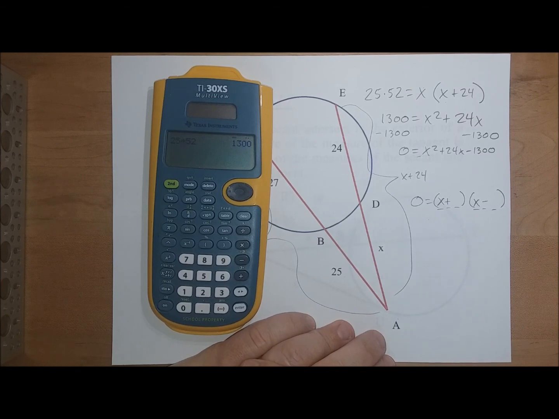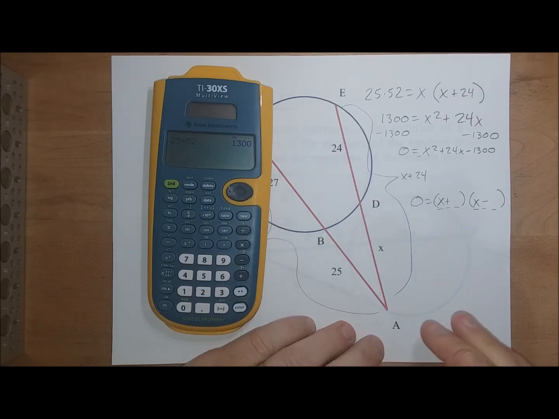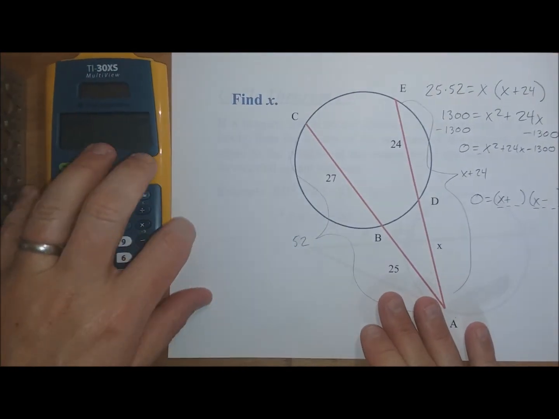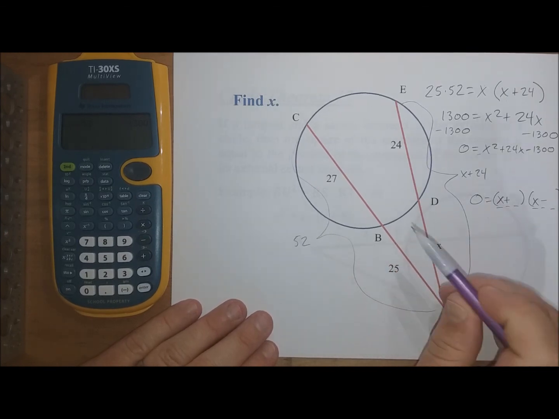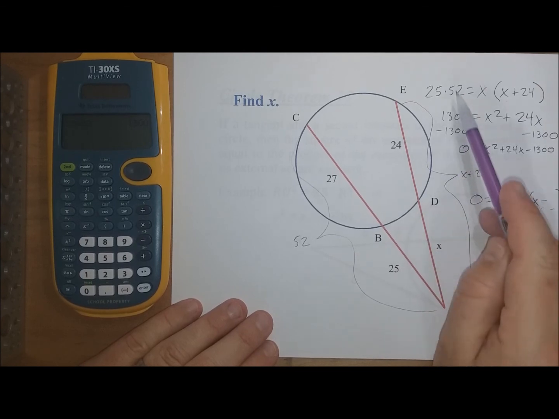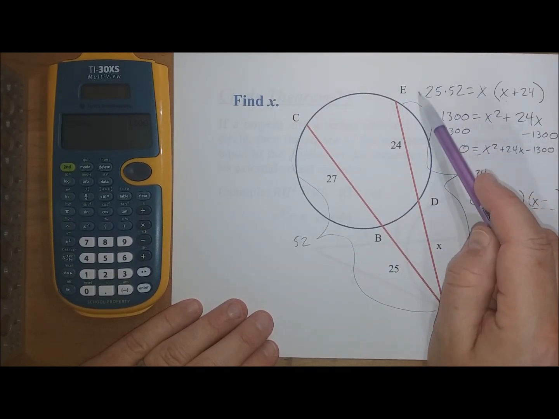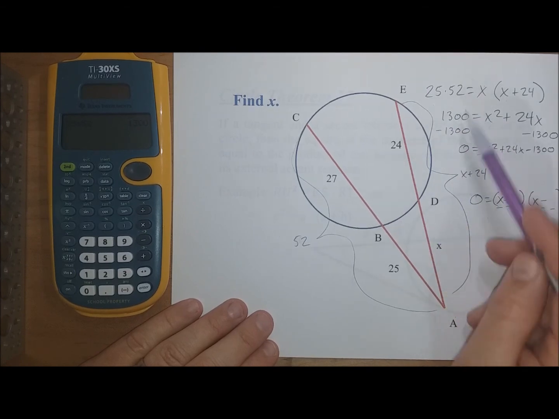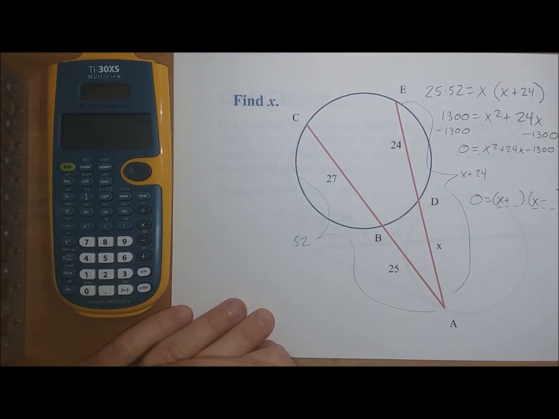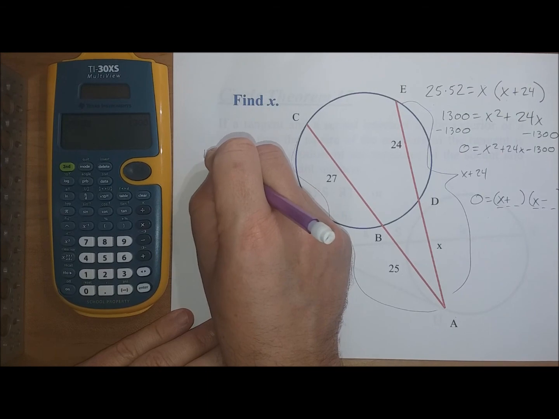Cool. Now I need 2 numbers that multiply to 1300 and add or subtract to give me 24. How are we going to do that? I think we're going to have to factor that 1300 until we get what we're looking for. We already have these 2 factors of 1300. The problem is the difference between them is 27, not 24. So let's go ahead and factor 1300.